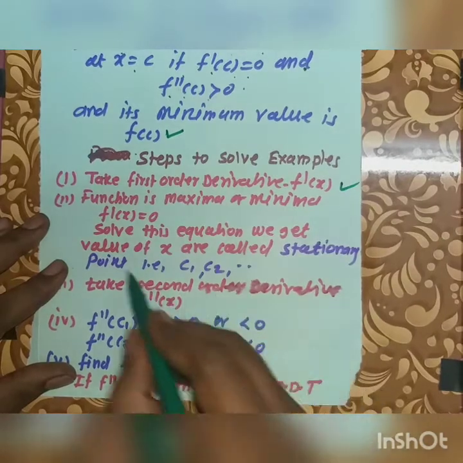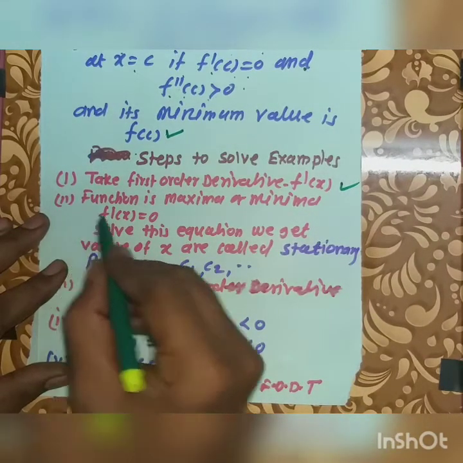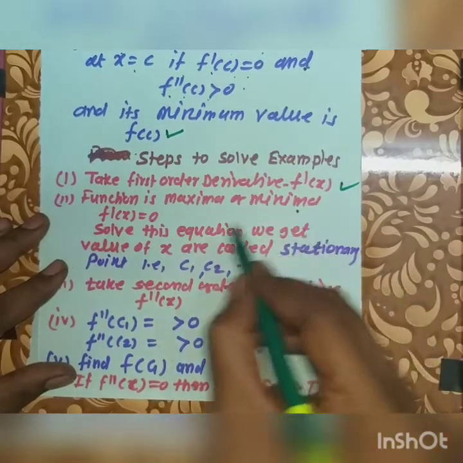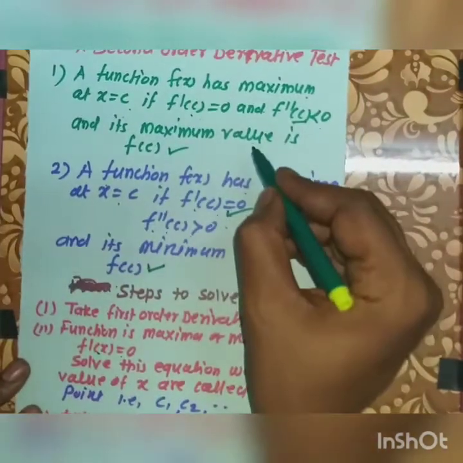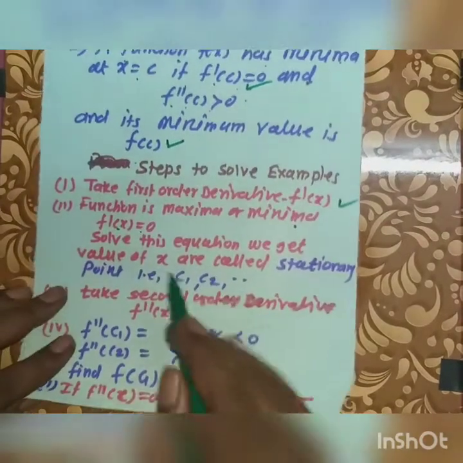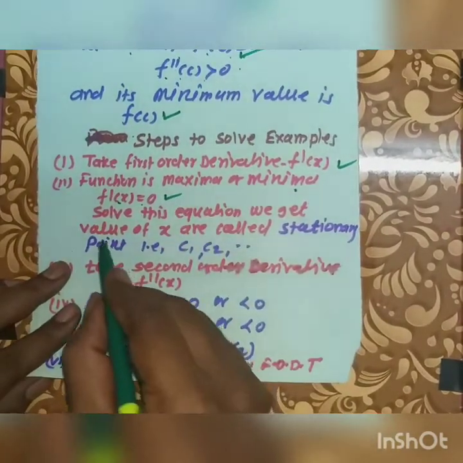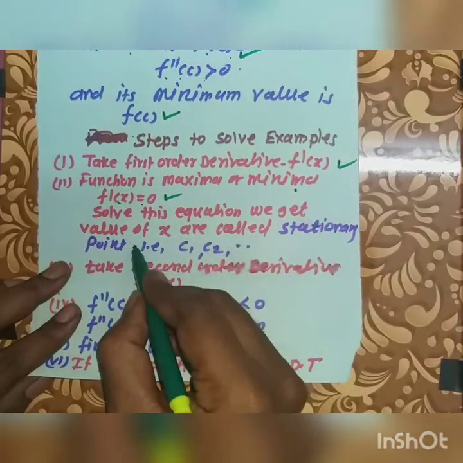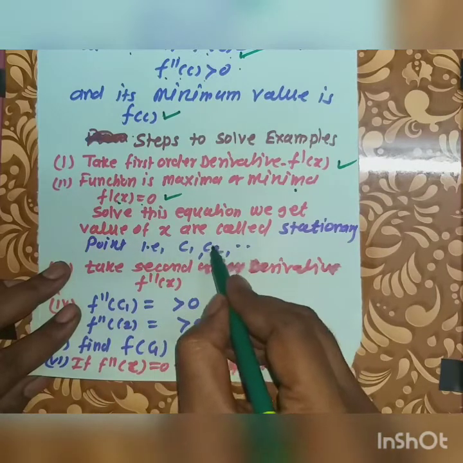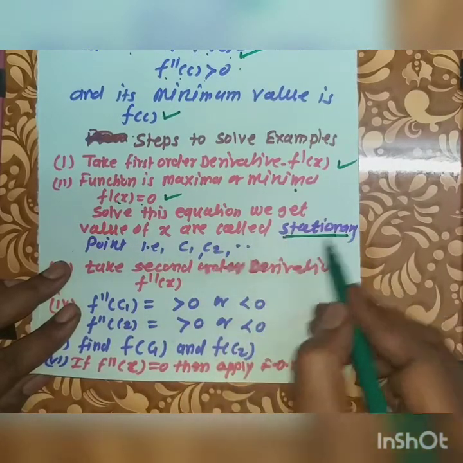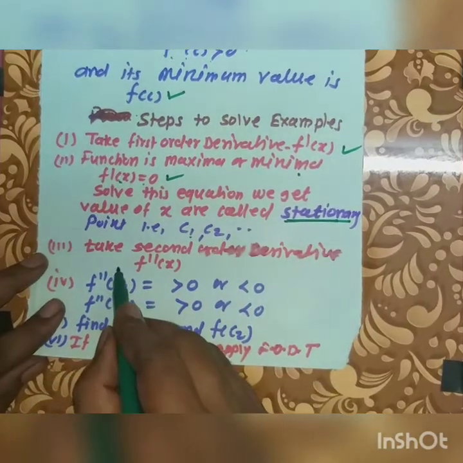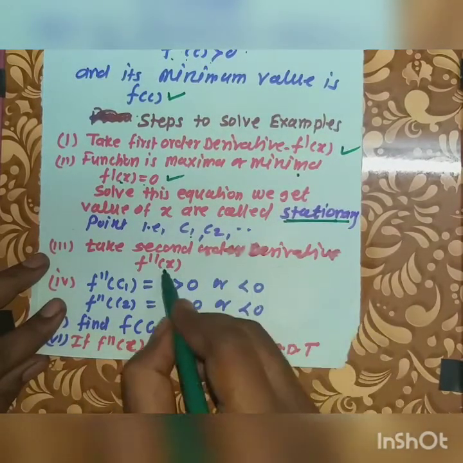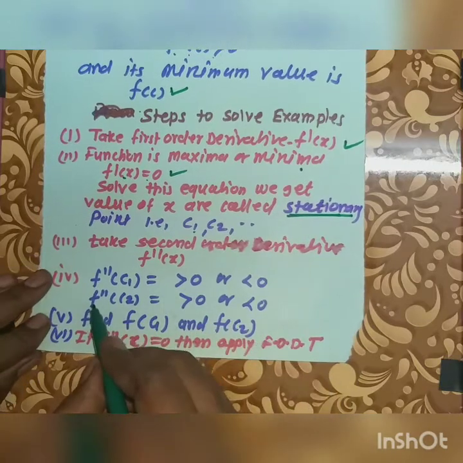Second step, to find whether the function is maxima or minima, put f dash of x equal to 0. The first order derivative is 0 in both cases. Solve this equation, and we get the values of x, called the stationary points, that is c1, c2 or x1, x2.